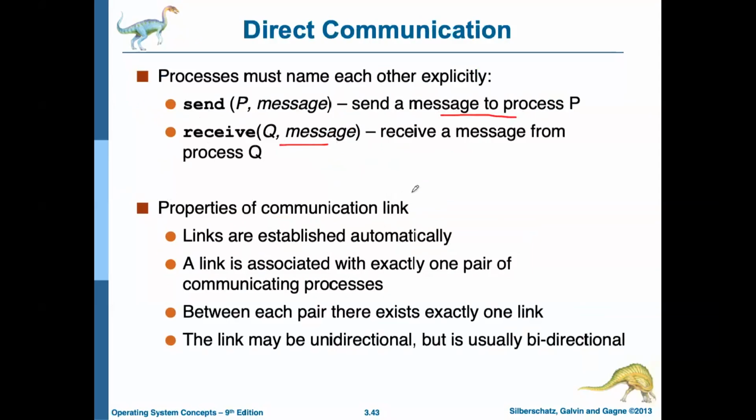Properties of the communication link: links are established automatically. A link is associated with exactly one pair of communicating processes. Between each pair there exists exactly one link. The link may be unidirectional, but is usually bidirectional.